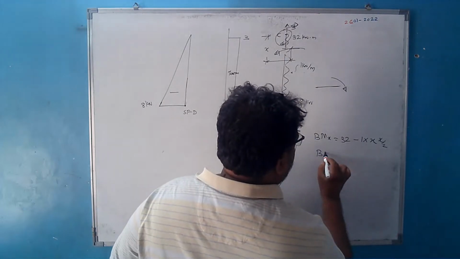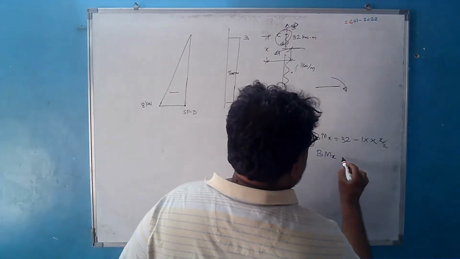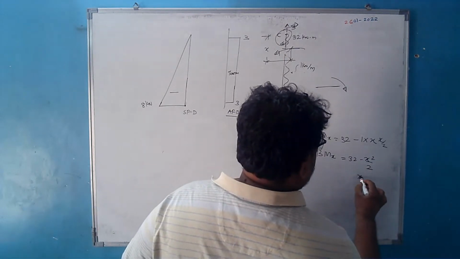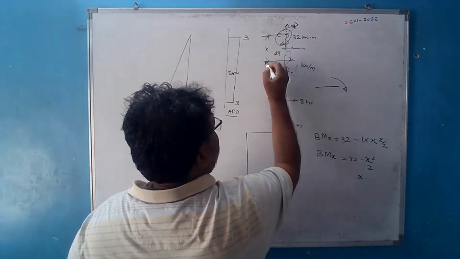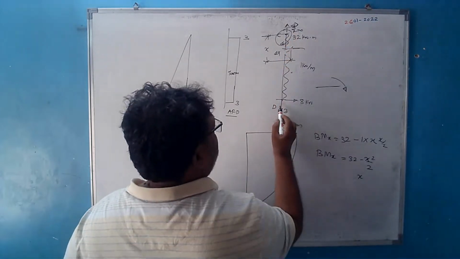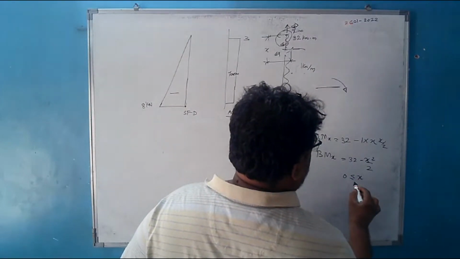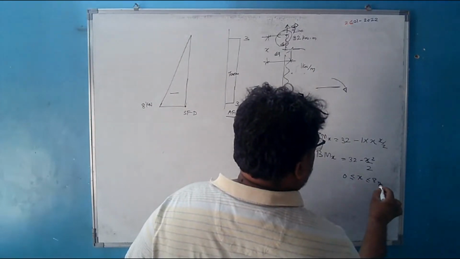So you will find here that the bending moment at any distance x is equal to 32 minus x square by 2. And this equation is true. From here it was considered as x, so at this end x is equal to 0, at this end x is equal to 8. So this equation is true for x greater than or equal to 0, less than or equal to 8 meter.